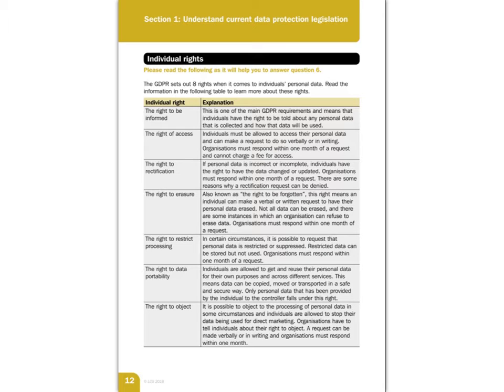The right to be forgotten, or the right to erasure. An individual can make a verbal or written request to have their personal data erased. Not all data can be erased, and there are some instances in which an organisation can refuse to erase data. Organisations must respond within 1 month of a request. You have the right to be forgotten on Google.